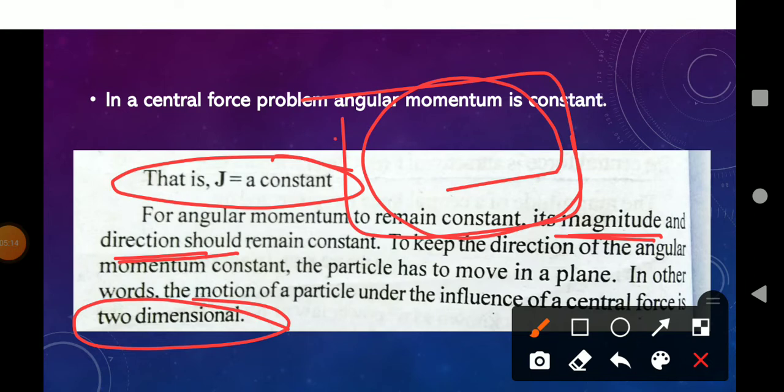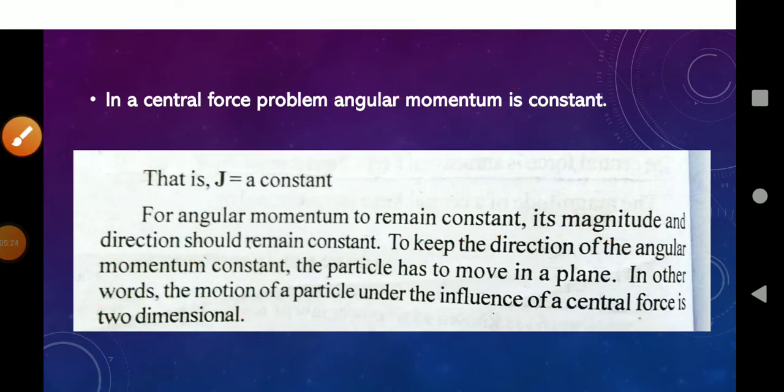From this sentence we derive that the motion of a particle under the influence of a central force is two-dimensional. Since angular momentum J is a constant, it should be constant in both magnitude and direction. So to keep the direction of the angular momentum constant, the particle has to move in a plane. Hence, the motion of a particle under the influence of a central force is two-dimensional.